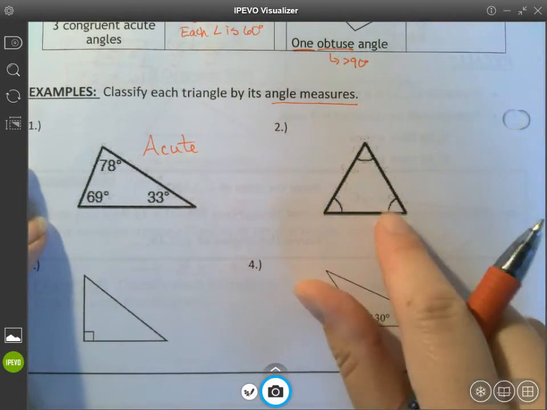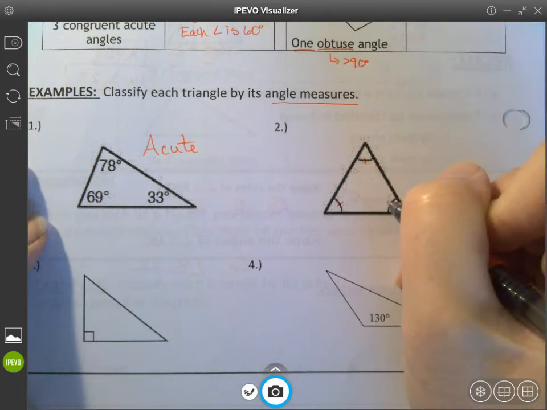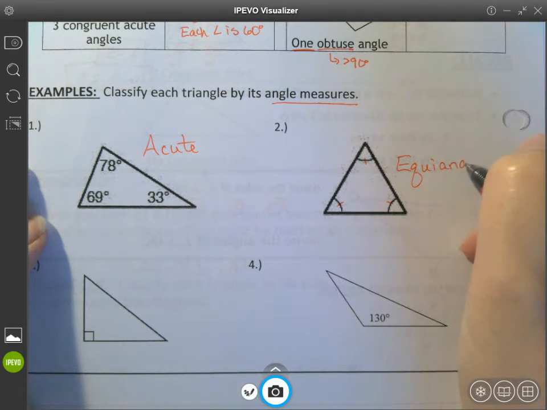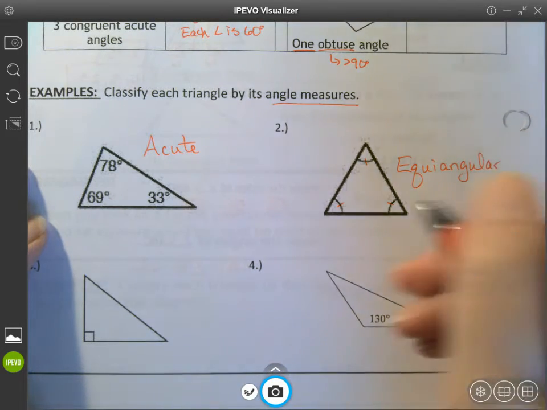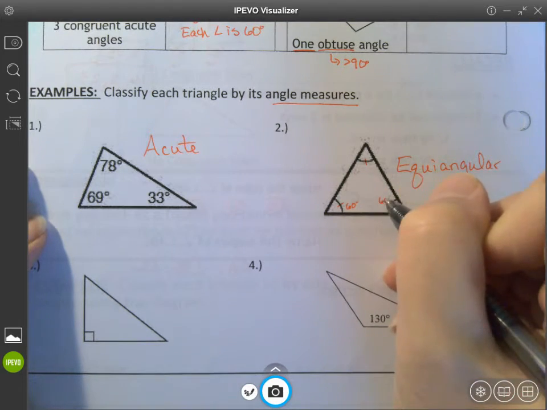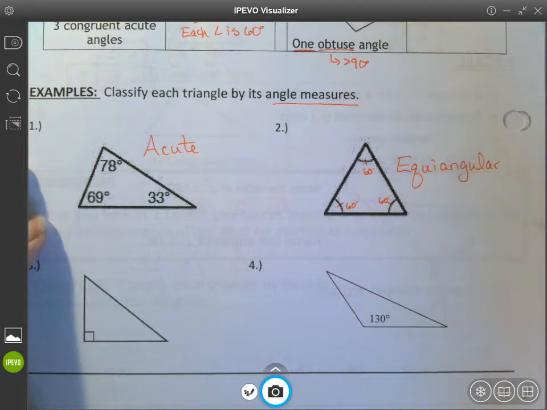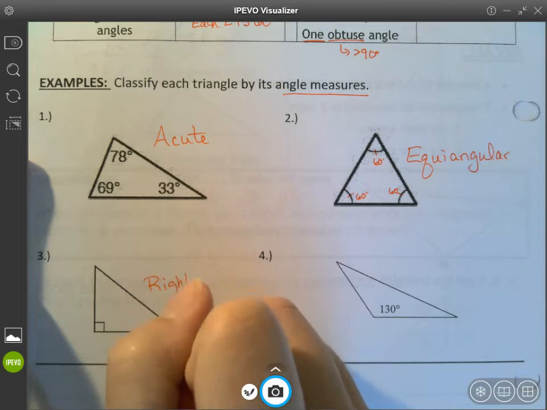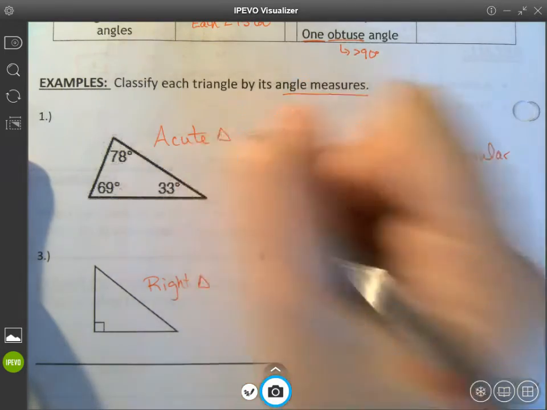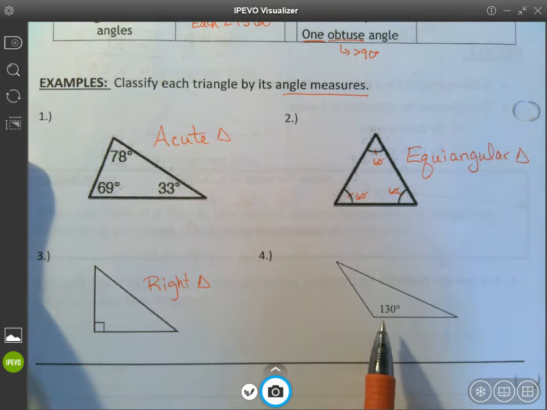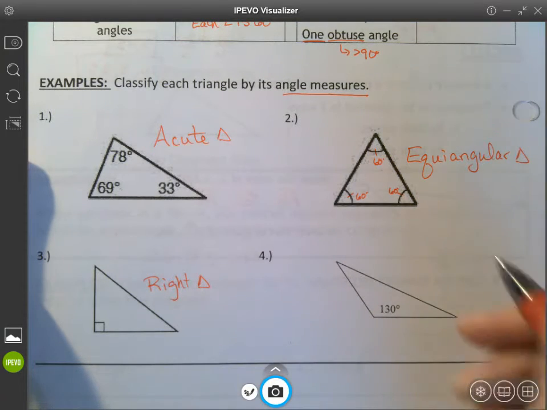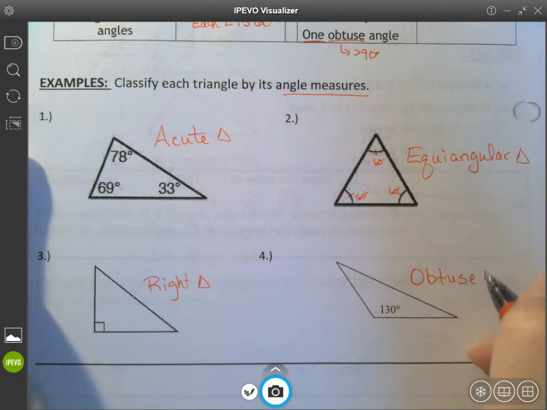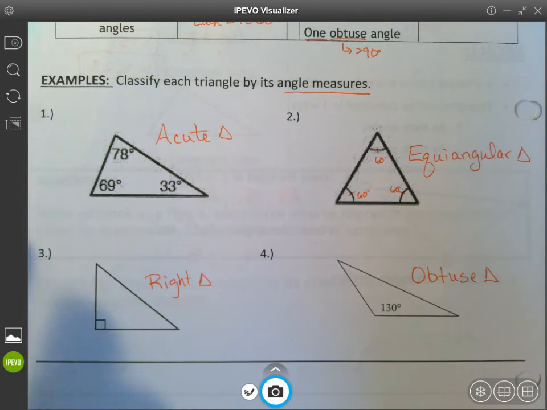All right, and number two, and you guys have your list on top here. All three angles are equal. So you can see those little tick marks on there. Equiangular. And just to add, that would mean that all of these angles are 60 degrees every time, because it divides up evenly. All right, I see a right angle, so this must be a right triangle. Acute triangle, equiangular triangle. And then do you see that you only need one angle to be greater than 90? What's this one? Obtuse. Obtuse triangle.